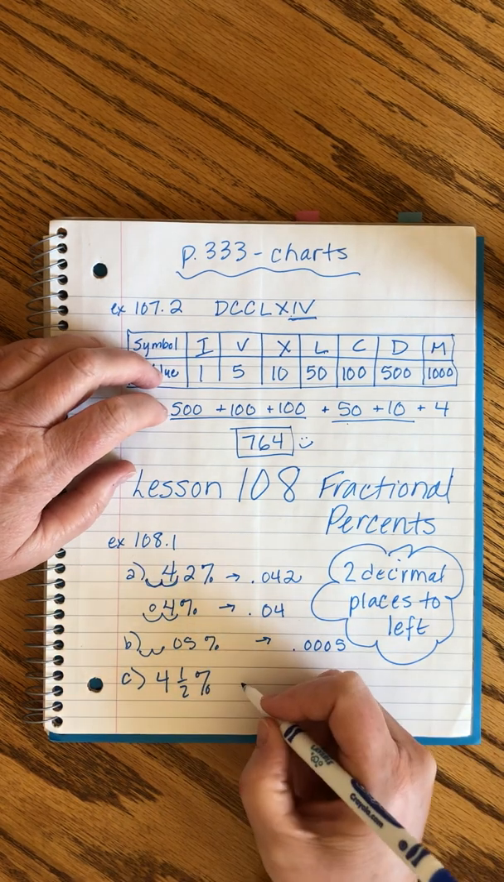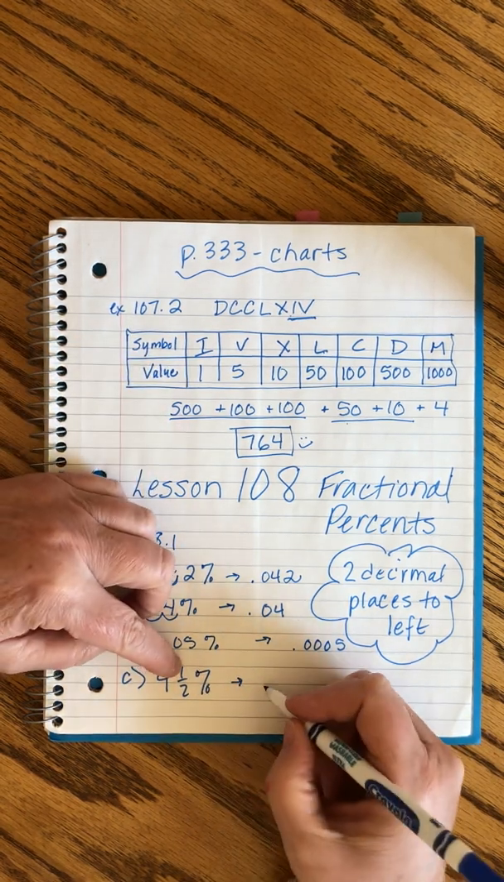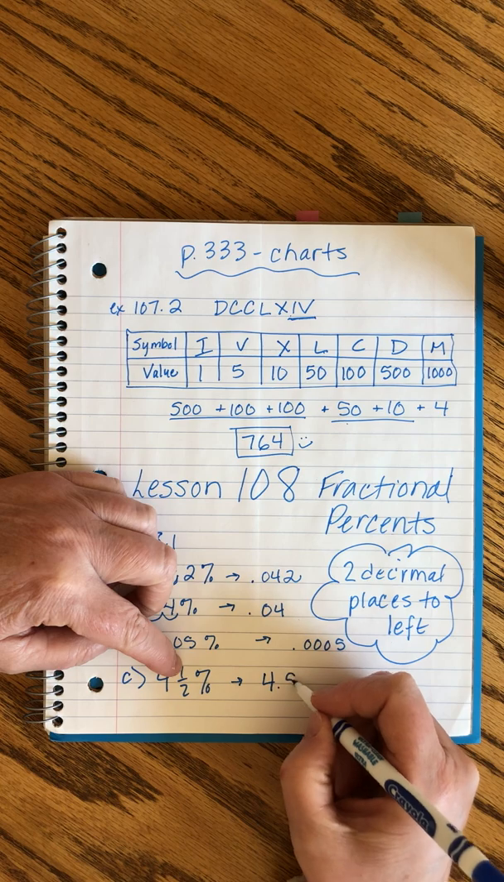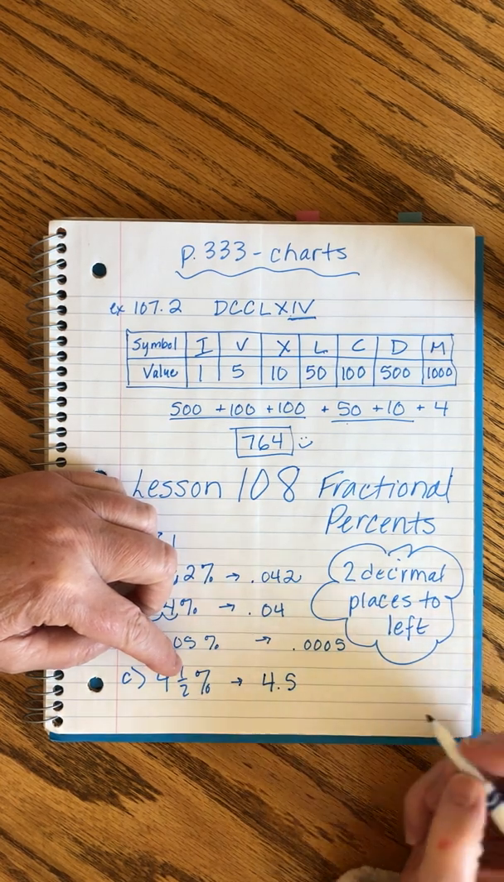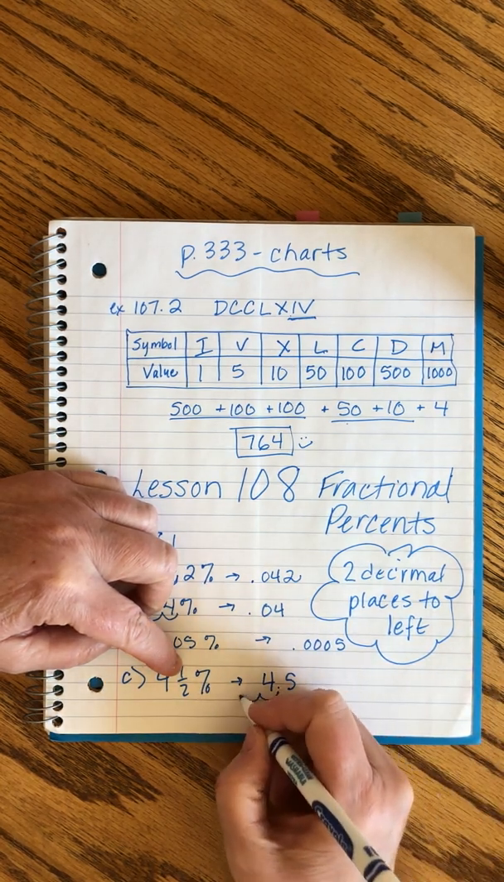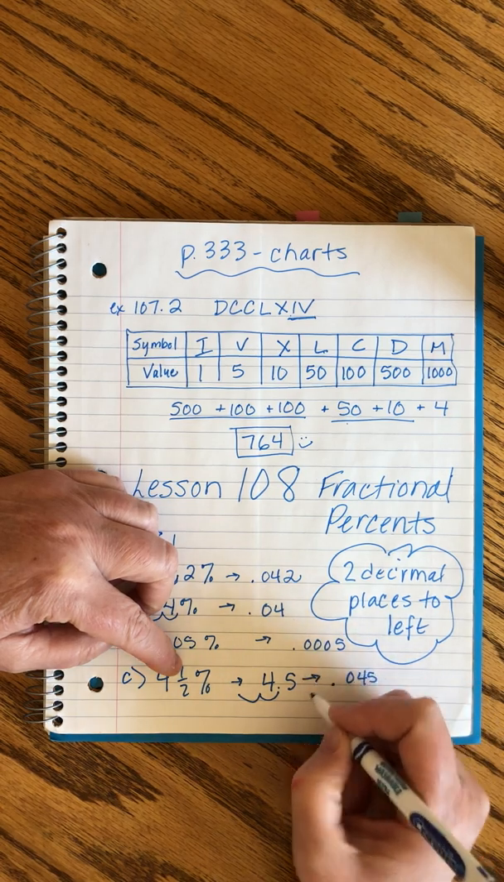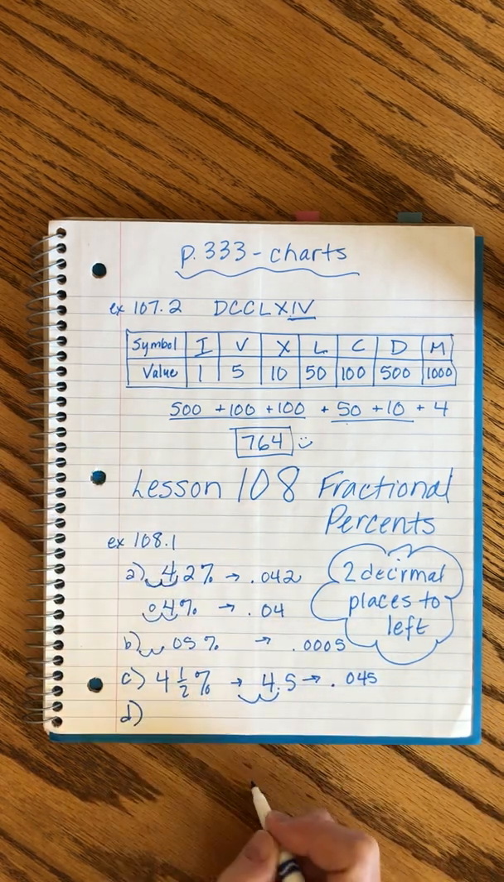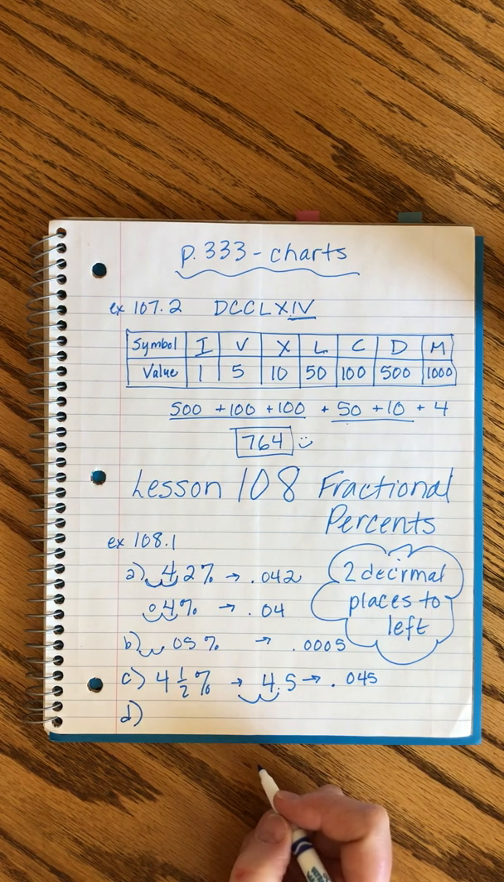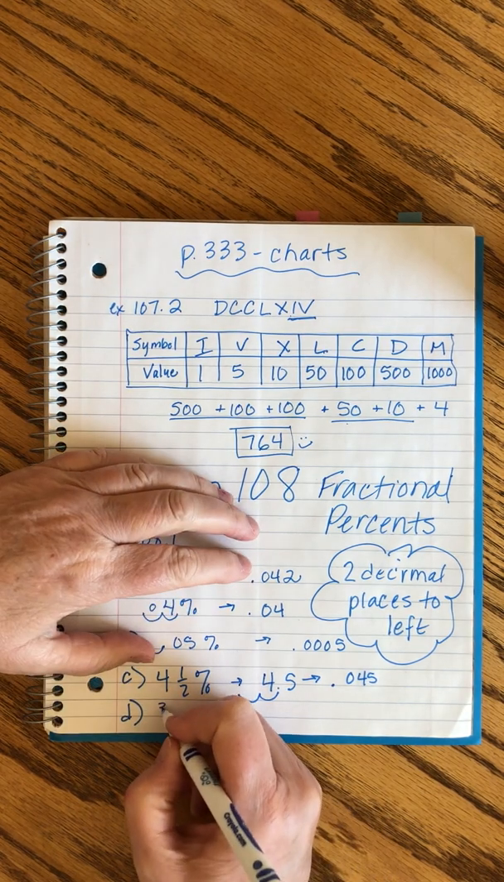4.5%. Well, again, we can write this. Let's take the fraction out. Let's do it as 4.5, right? And then bump it twice, 1, 2. So it would be 0.045. And then D is 0.03%. All right.